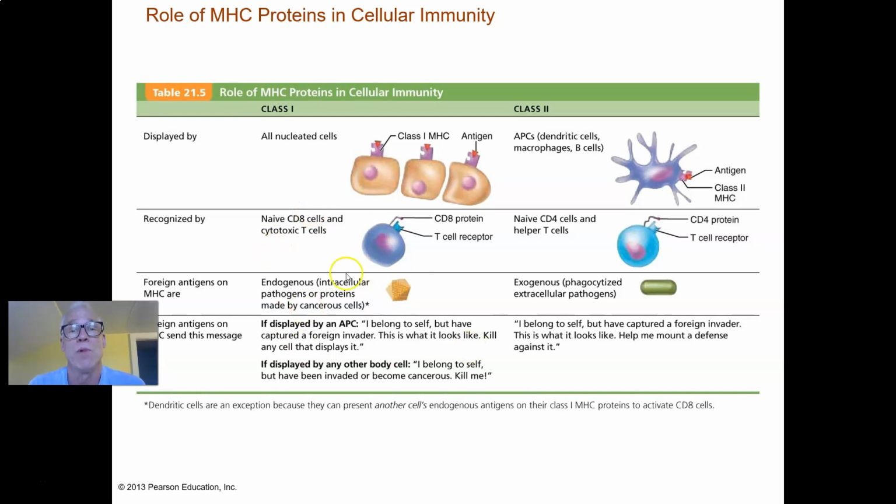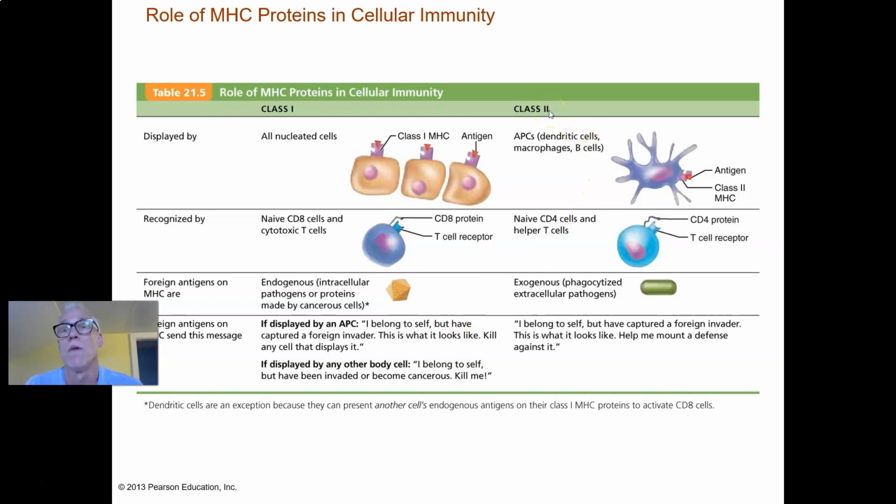Naive CD8 plus cells, as well as already activated cytotoxic T cells, are going around looking for, with their CD8 receptor, the MHC class 1, and then they have this T cell receptor that's looking for a unique specific antigen fragment on that MHC. What kind of antigen fragment? One coming from inside the cell from, say, a virus that's being replicated inside this infected cell. That's what we're going to find on a MHC class 1 in this category.